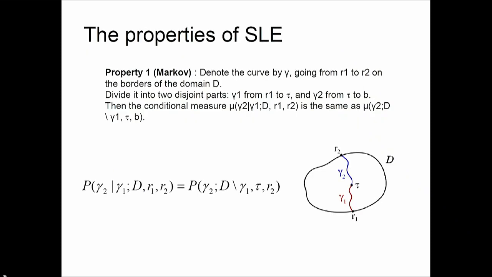Okay, so Schramm claimed that they have two properties. One is the Markov property. The Markov property says that if you have a domain like this, and you have an SLE path going from R1 to R2, you choose a point in the middle, tau. Then you make a two-step calculation. You first do an SLE mapping, bring tau to the edge. Then it is true that if you take this gamma 1 and you first absorb gamma 1 into the edge, then gamma from tau to gamma 2 is again conformally invariant. So whether it goes from tau to gamma 2 is independent of how it came to tau. So this is the Markov property that these paths have.